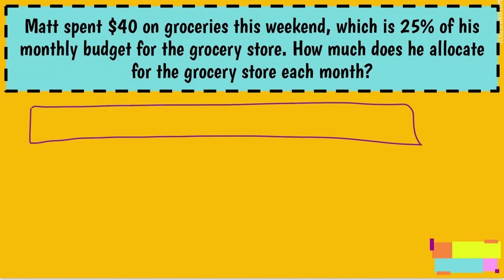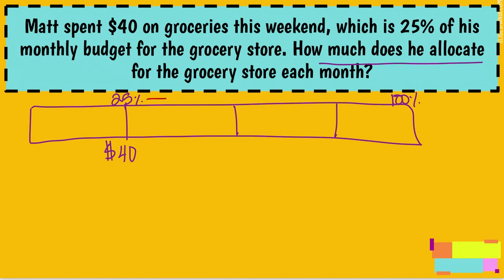So I'm going to draw my strip diagram. And I know that this $40 only represents 25% of his budget. I want to know how much he allocates or puts aside for the grocery store every month. So that's going to actually represent his whole budget for groceries.